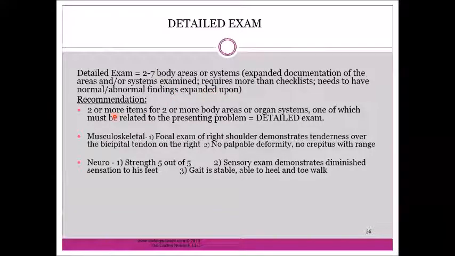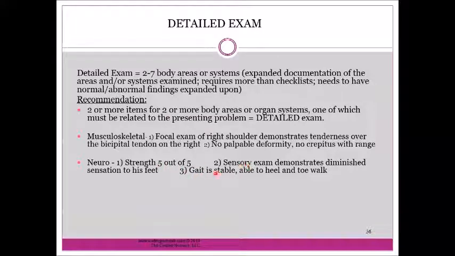So the recommendation is at least 2 or more items for 2 or more body areas or organ systems is detailed. That's pretty easy to get. Here we have musculoskeletal. You know you're going to have at least detail in your musculoskeletal system. Typically, most of the notes are going to have at least that. And then just one other system really is required, and again, some detail, a couple of items. This one has 3 of what we would call items.